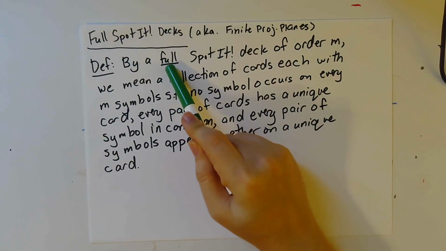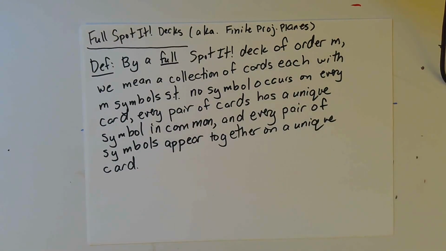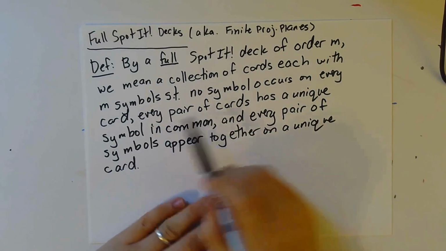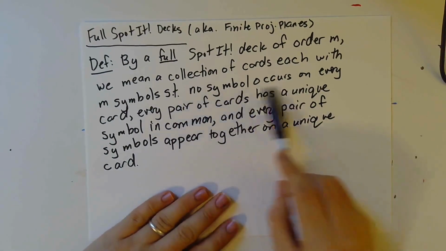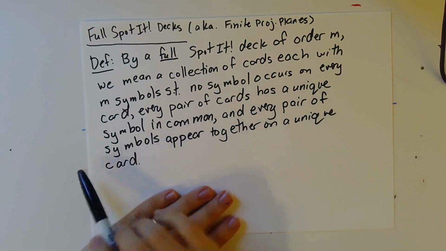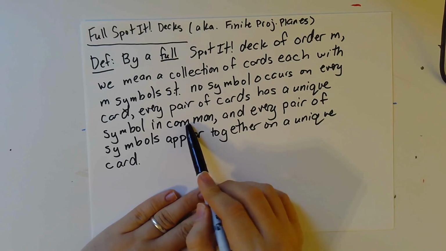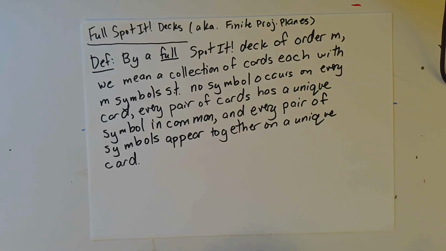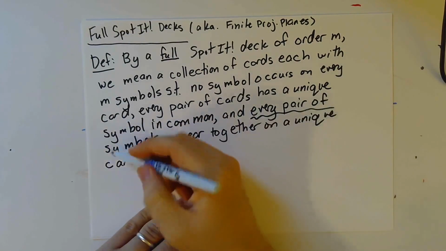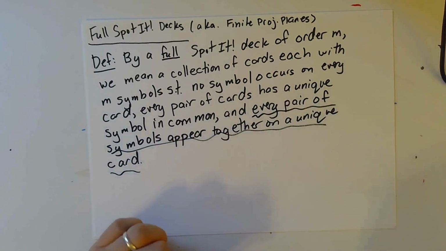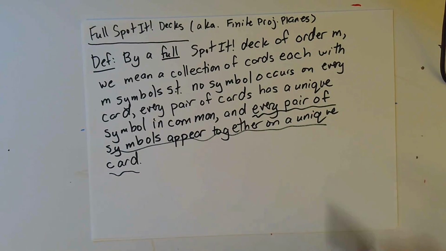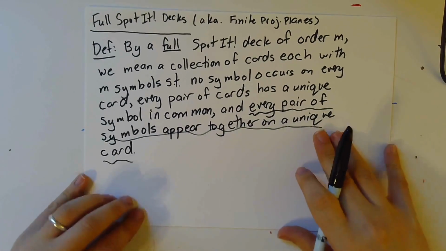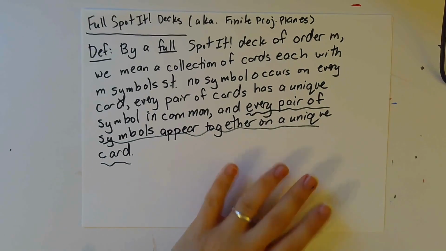That's really the thing I am adding, of order M, to mean that I have a collection of cards where every card, instead of having 8 symbols, has M symbols, and such that no symbol occurs on every card. That was one of our requirements just for a regular Spot-It deck. Every pair of cards has a unique symbol in common. That was part of every Spot-It deck. But the new part I'm adding here is I want every pair of symbols to appear together on a unique card. In some sense, if that's not true, that means my deck is missing cards that, quote-unquote, should be there.